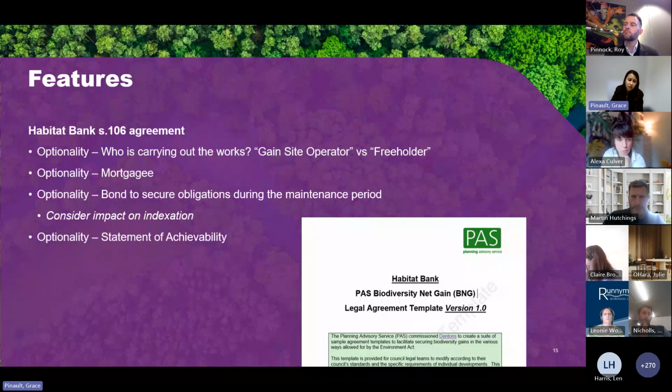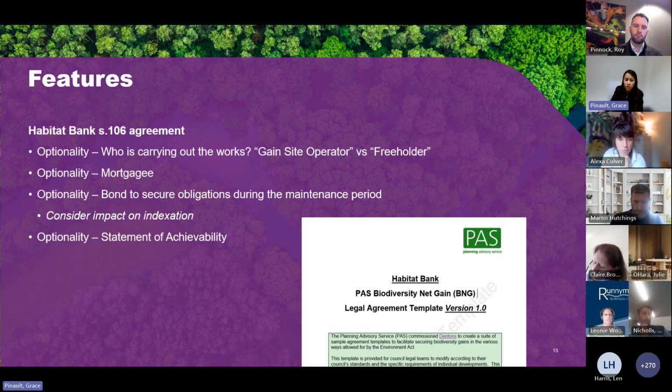There's also the optionality of a bond, so securing the obligations during the maintenance period and having more confidence that there are funds available in case things should go wrong. So you'll see the optionality for the bond throughout the definitions and in the schedules as well. If you choose not to adopt a bond, you can strike that out. There's also an additional note on indexation and whether you need indexation if you are relying on the bond to secure the financial contributions for maintenance.